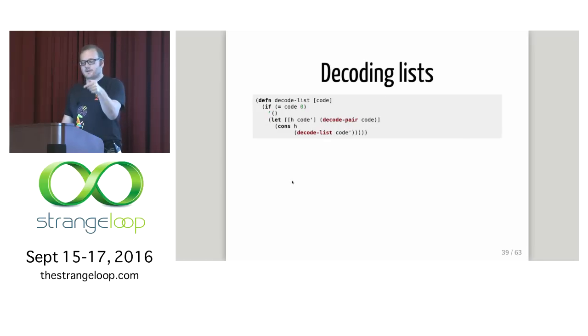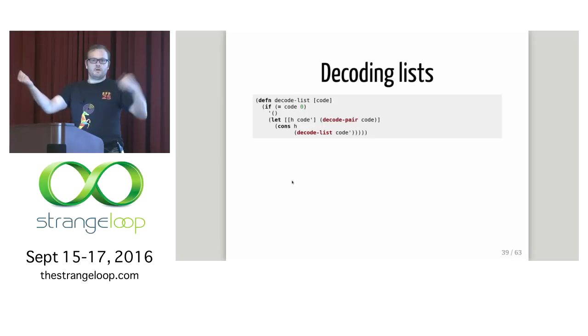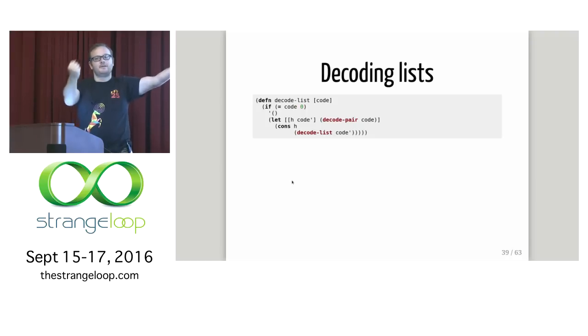And then similarly, how do we decode them? We say, well, if the code is 0, then it's the empty list. That's our special case. Otherwise, decode them. The head is the thing on the left, and I'm using some Clojure destructuring here, so I'll say it in words for those that don't know Clojure. It's a decode list. If the code is 0, then it's the empty list. Otherwise, decode it as a pair. The left thing is the head of your list.